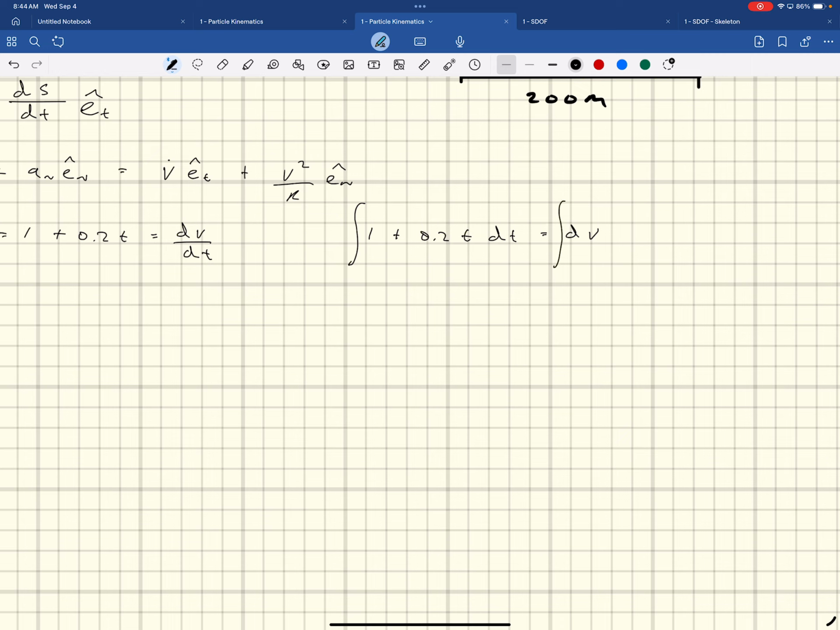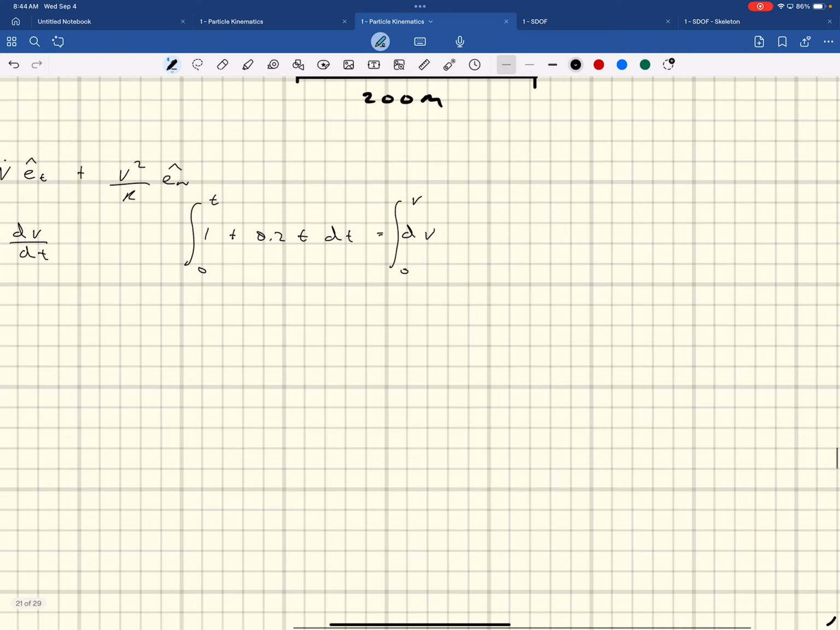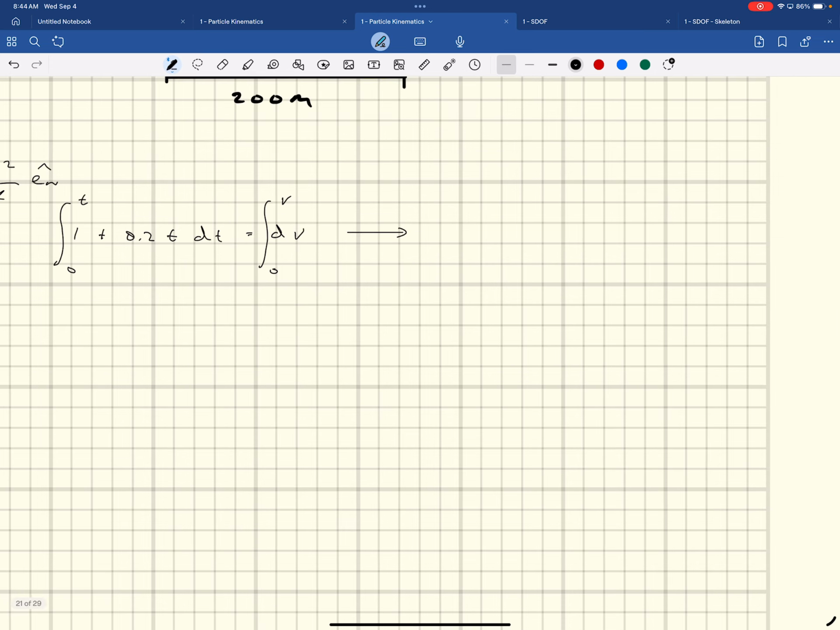This is going from 0 to t, and on the velocity side from 0 velocity, starting out at rest, to v. Plug that into my calculator, and I get t plus 0.1 t squared is equal to v. Integrating dv is just v minus 0. The other side is t plus 0.2 t squared over 2, which becomes that. Or you can just do it by hand. I'm terrible at math, but I can do that integral by myself. So now that's my velocity.